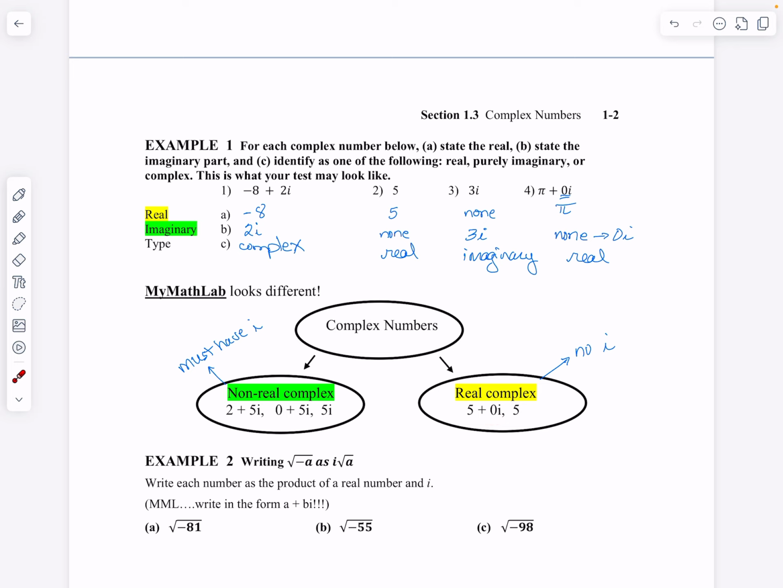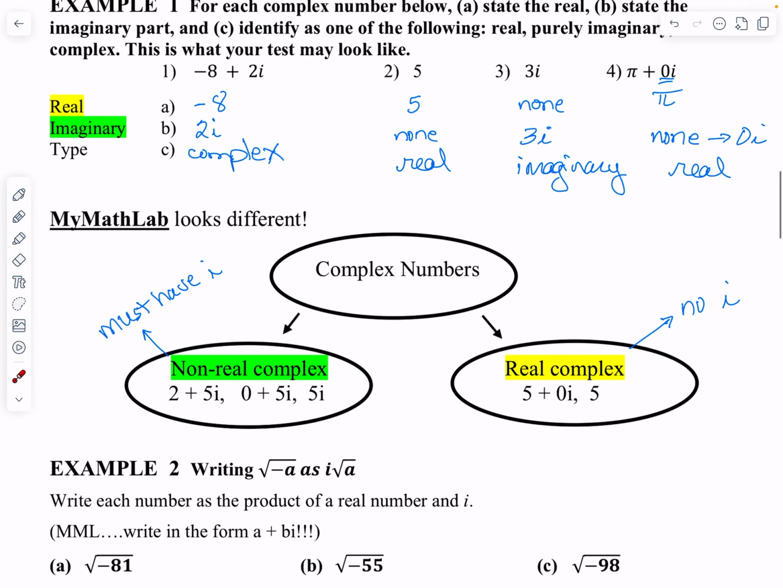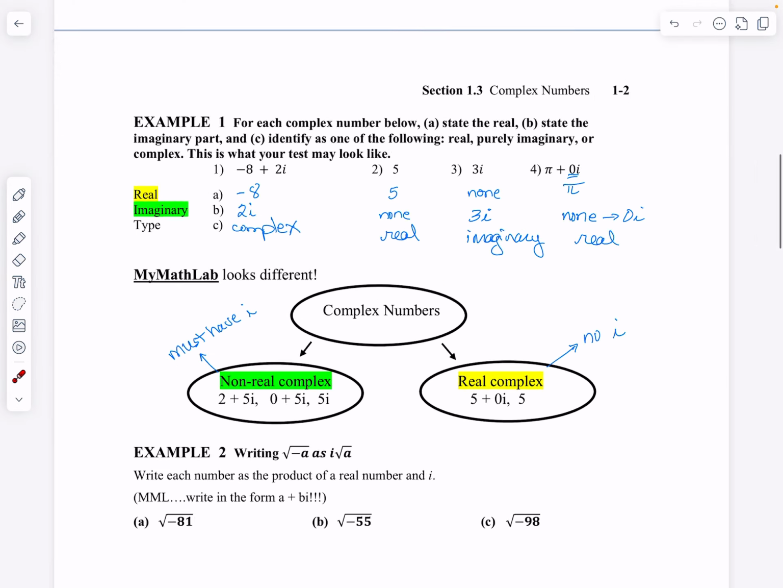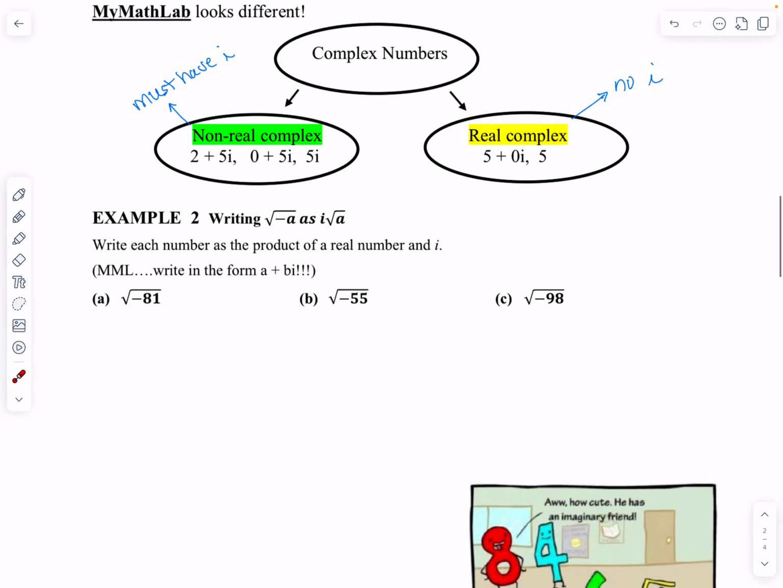So your MyLab questions will look a little bit different than mine, because all I care about is: is it complex? Is it real? Is it imaginary? Real has no i's in it for me. Imaginary has no real part, and complex has them both. Okay, on my test, but you might need to pull this up when you're working your MyLab problems. Anyway, okay, let's move on.